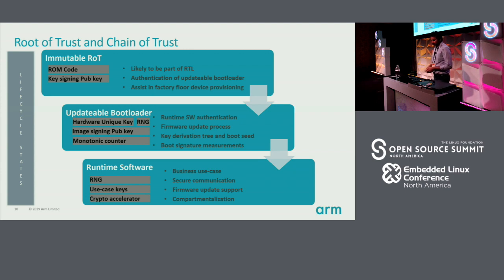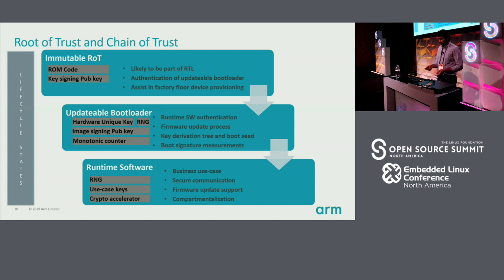Right. So what happens is, since the first part of the chain of trust is going to be part of your RTL itself, you can't change it. Once it is in the RTL, it's there. And so if you put a lot of complex software and a lot of complex logic here, then you run a risk that if someone finds a vulnerability, you can't do much about it.